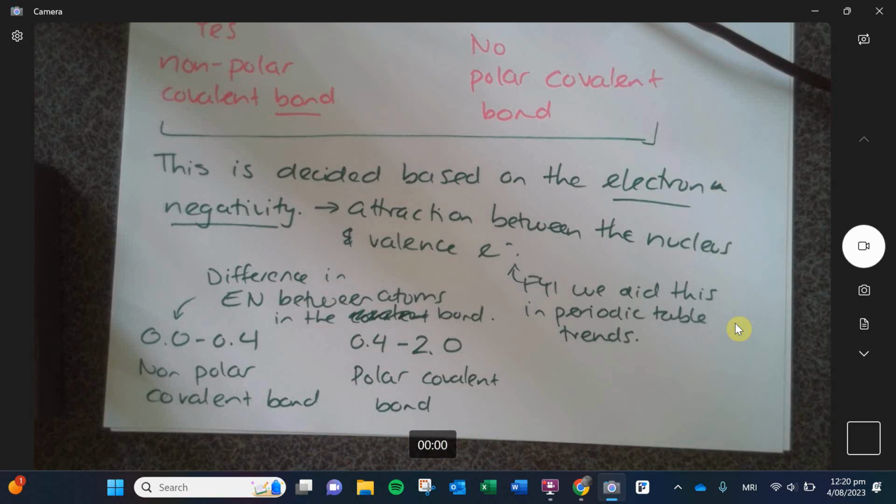Like if I looked at the periodic table and was checking the electronegativity differences. Grab one of those actually. Here we go.